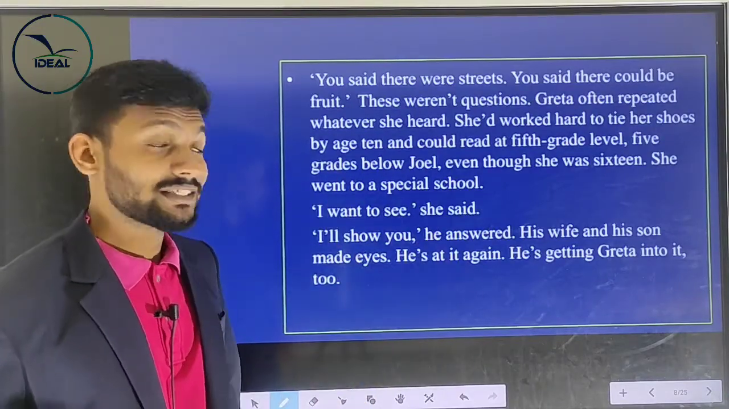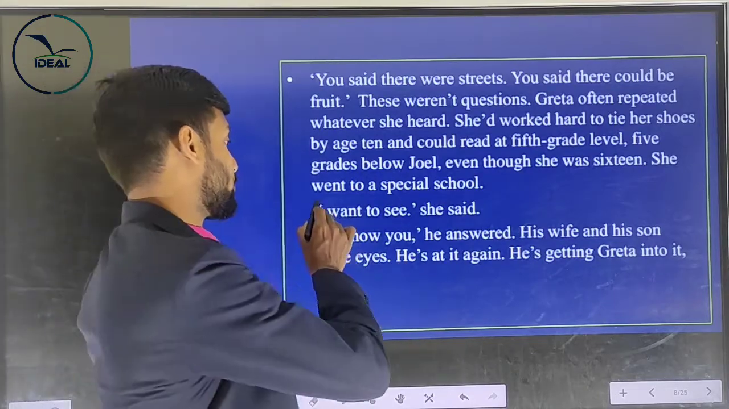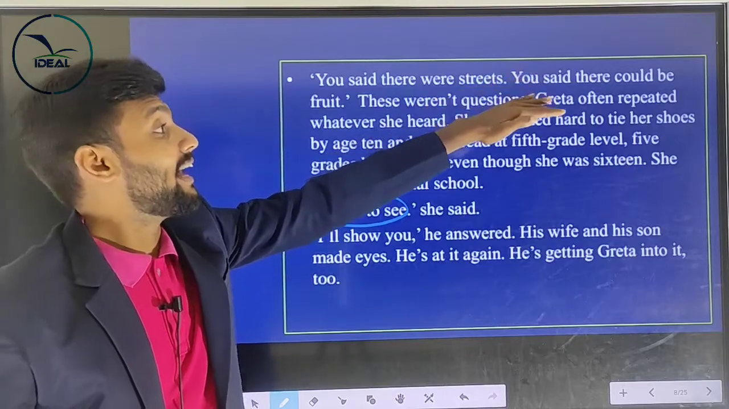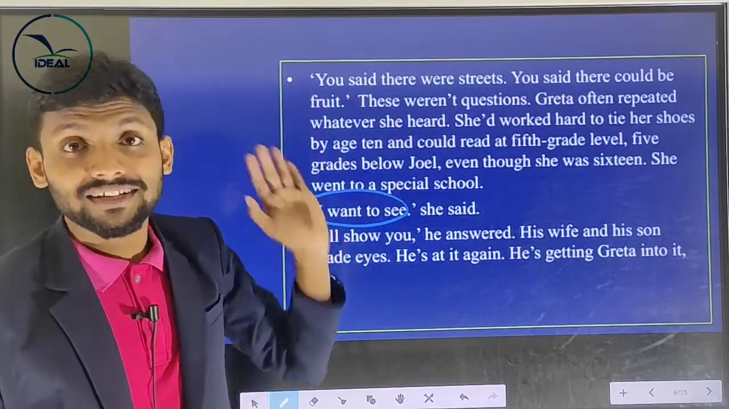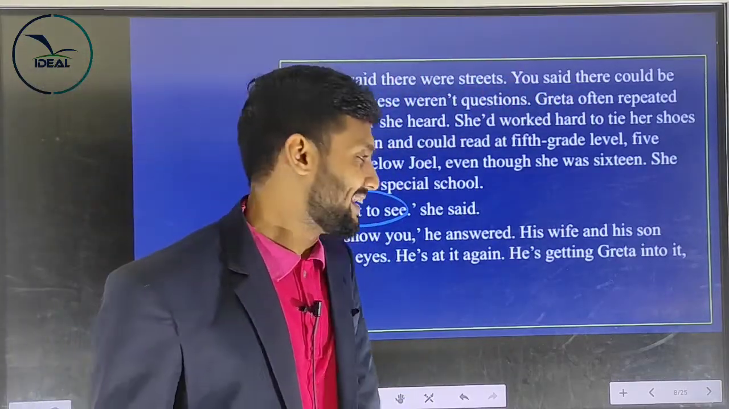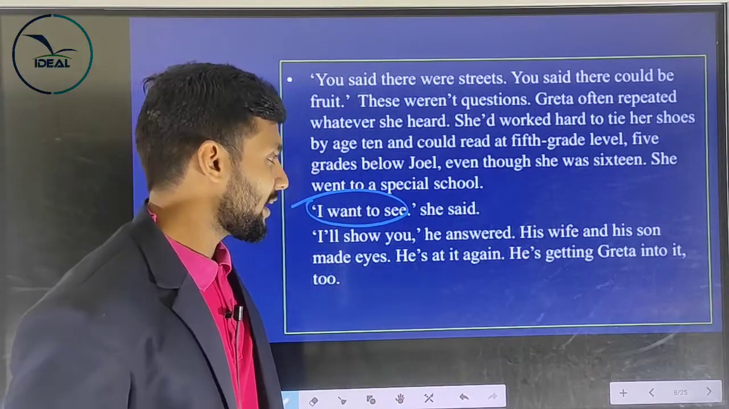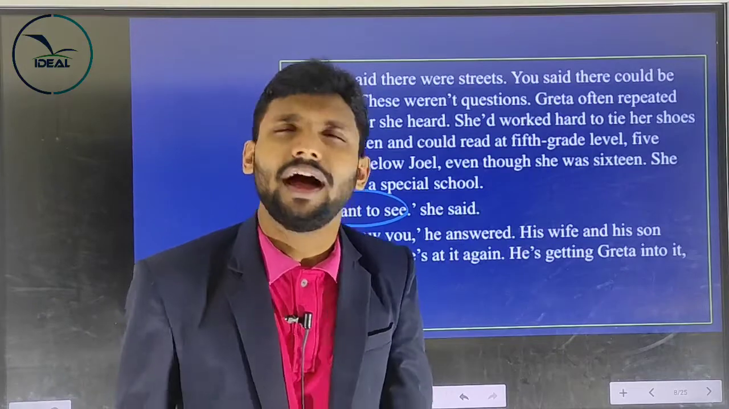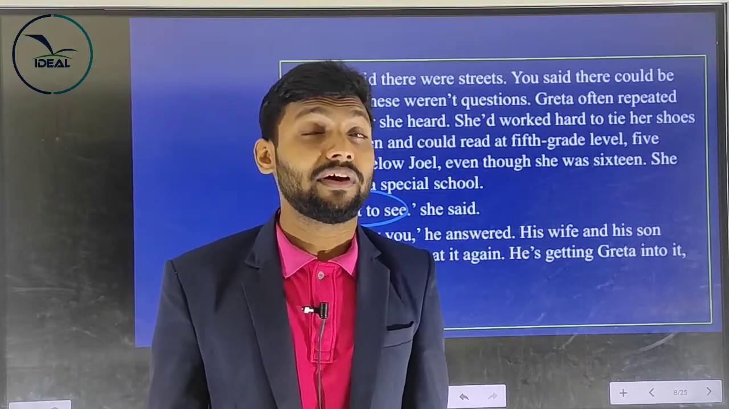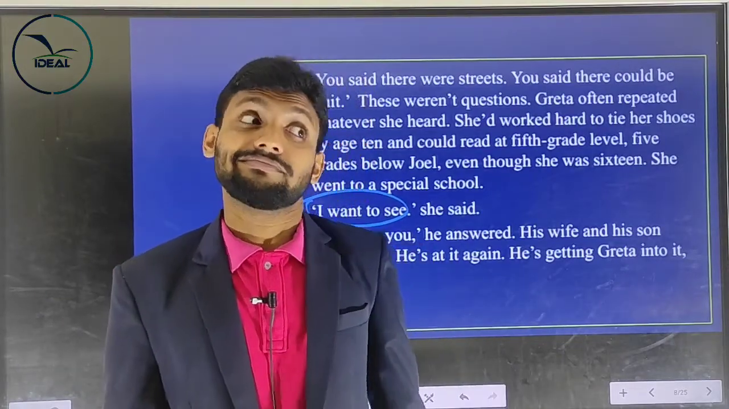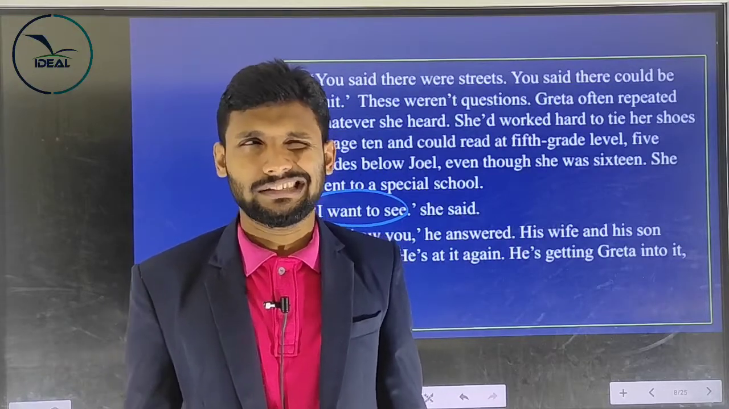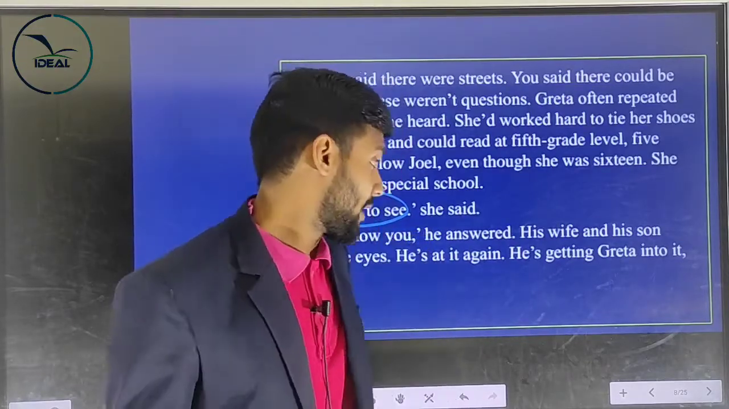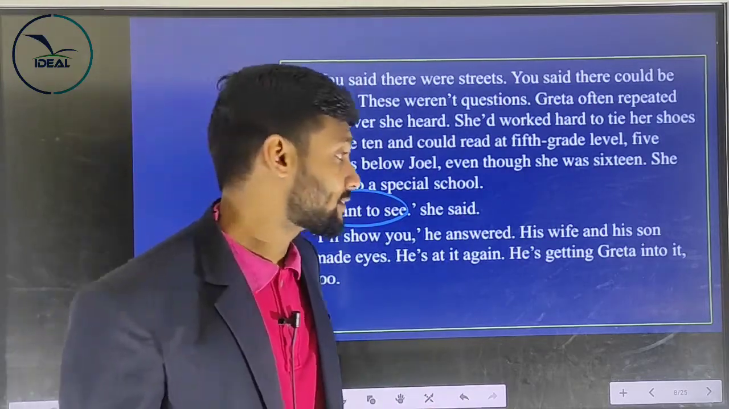I want to see, she said. What? She would like to see what? She would like to see a different street and different fruit. So father got a companion, right? Okay, I'll show you, he answered. His wife and his son made eyes when father said, I will show you. Made eyes means they were giggling or laughing at him with their eyes and with gestures, with some eye contact.